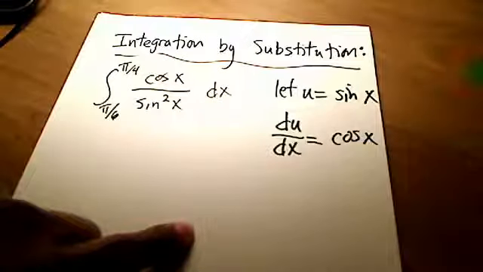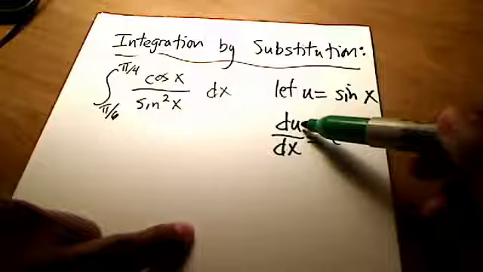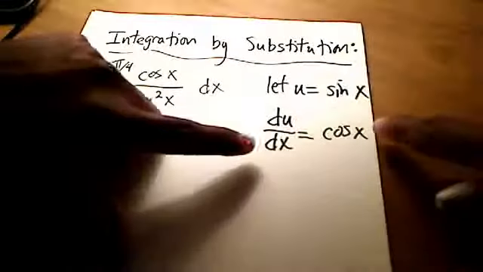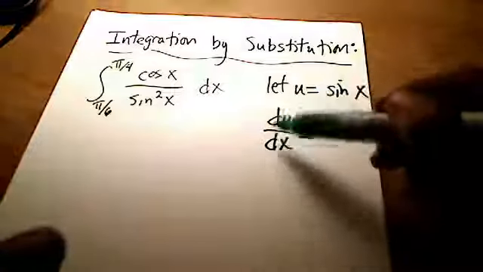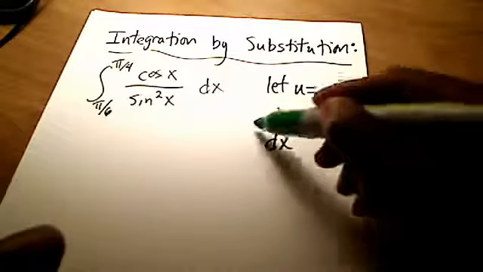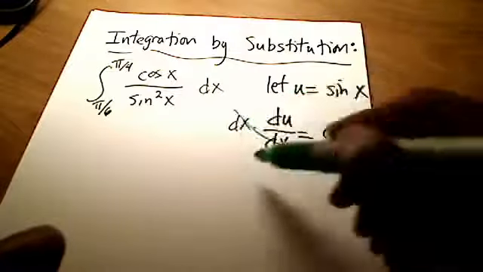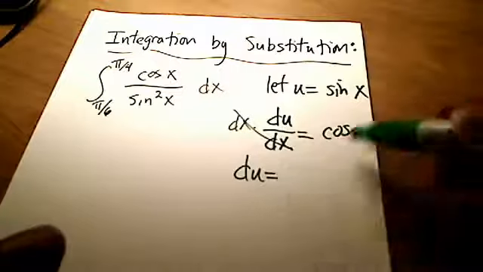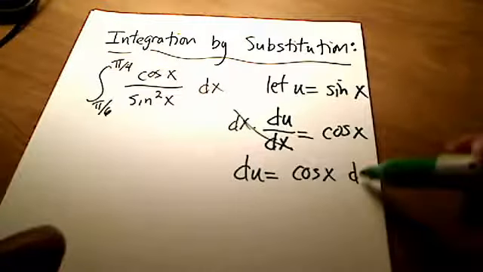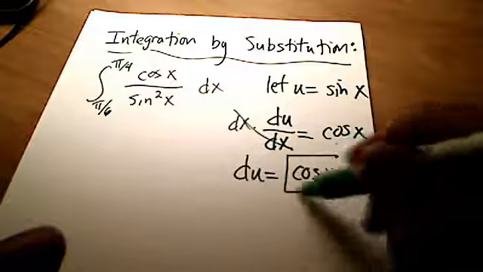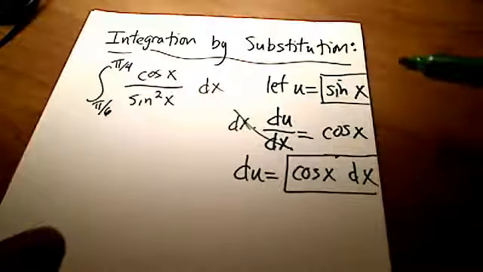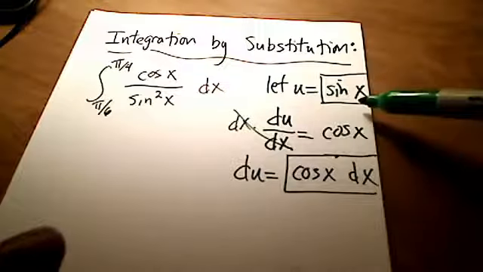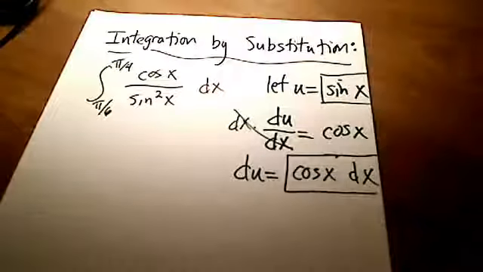And I'm going to do one more thing. Let's get this du by itself. So algebraically, I'm going to multiply both sides by dx. If I multiply the left-hand side by dx, the dx's are gone. So I've got du is equal to, on the right-hand side, cosine x dx. This is what I'm going to use to substitute. I'm going to let u replace sine x, and du replace cosine x dx.